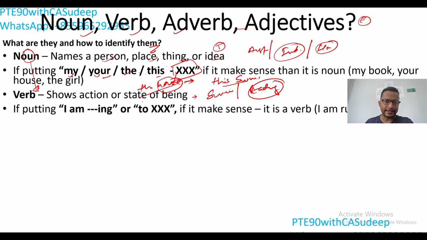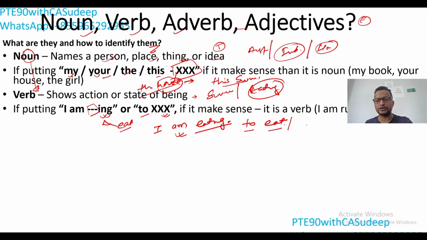But how to identify in a correct way? There's a way, right? Put "I am" and then that particular word and "ing", and if that makes sense, that is a verb. Or simply put "to" in front of that particular word, and if that makes sense, then that is a verb. Like for example, let's check whether "eat" is a verb or not. Now let's put this in this concept. I am eating. See, this is perfectly making sense, right? So now this is a verb. For example, to eat. Does it make sense? Yes. Now this is a verb. Like if you put "the eat", does it make sense? No, right? So that's why it is not a noun.